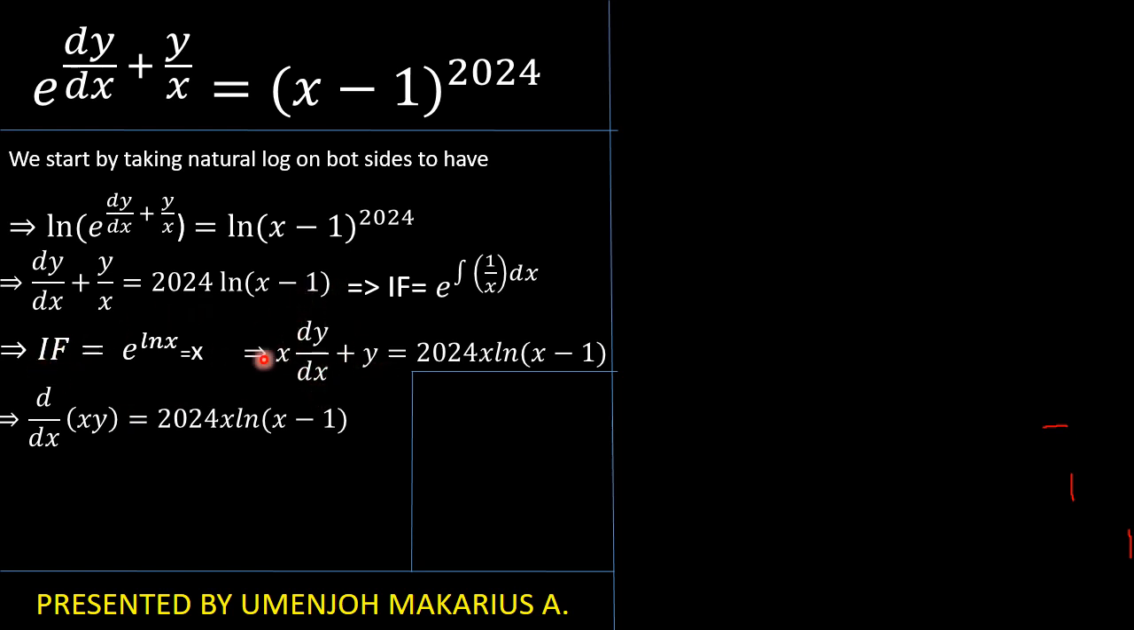So guys, now we see that we could express the left hand side as what? The derivative of the product of two functions, namely xy, and the right hand side stays the same, 2024 x times the natural log of x minus 1. Good. In this case, we are going to multiply all through by dx and integrate both sides. We are now going to have the integral of the derivative of xy, which is the same as the integral of 2024 x times the natural log of x minus 1.